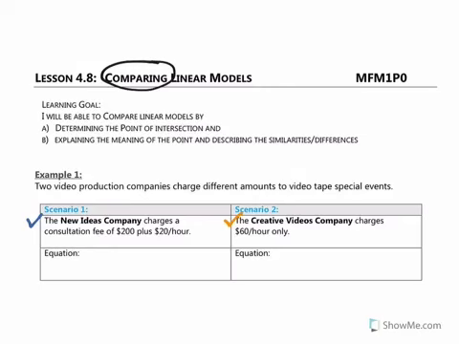By the end of this video, I'd love for you to be able to understand what a point of intersection is and what it means in terms of a question. So let's use example number 1 just to learn how to do those things.